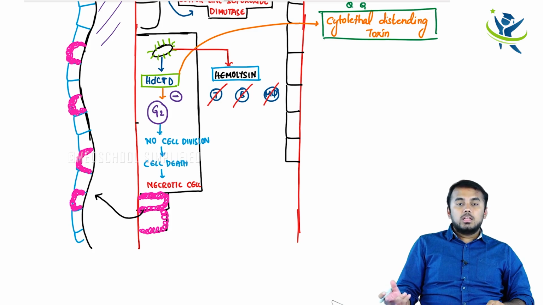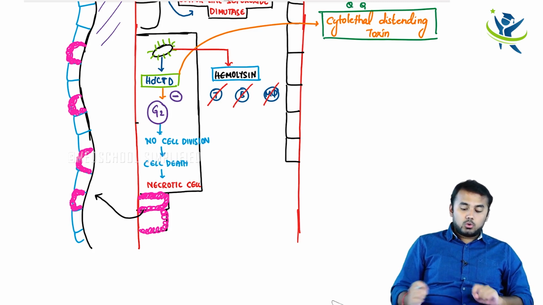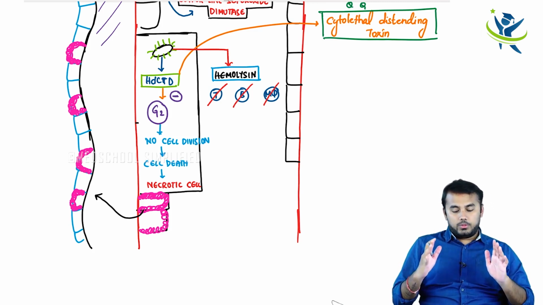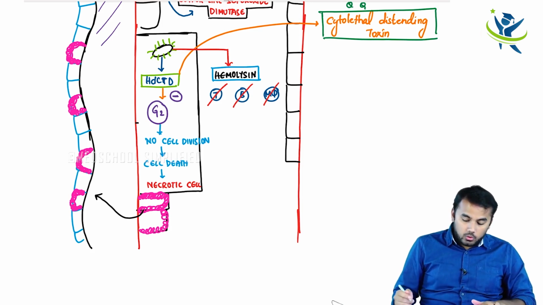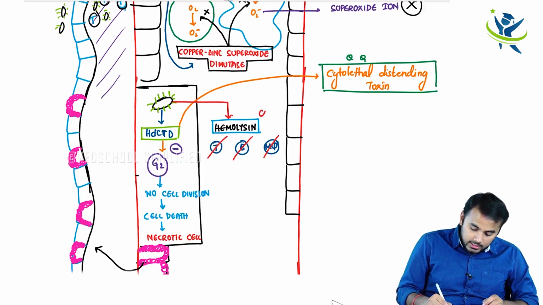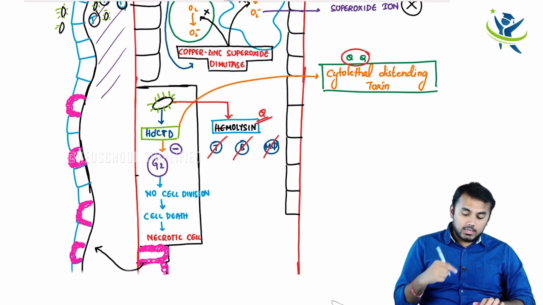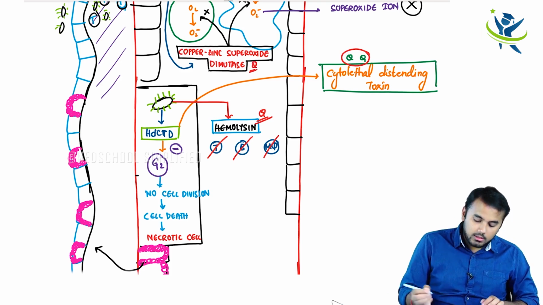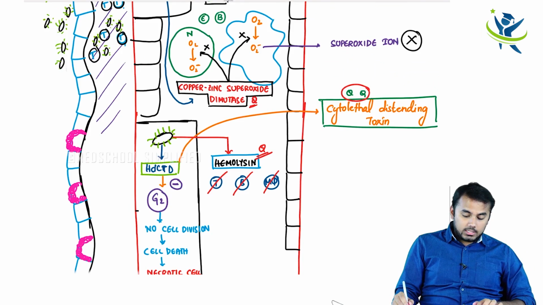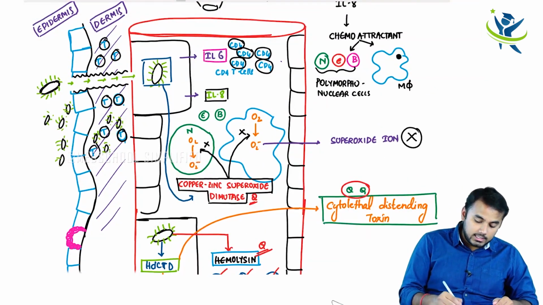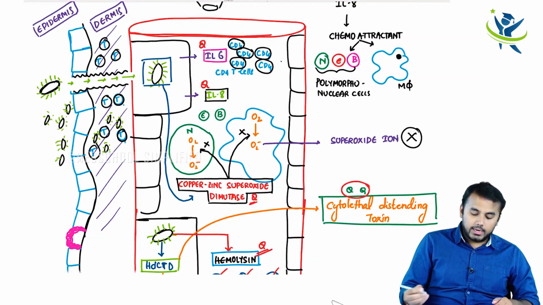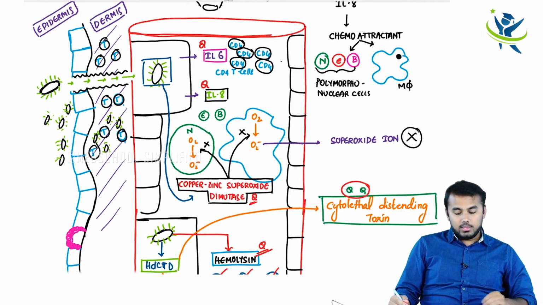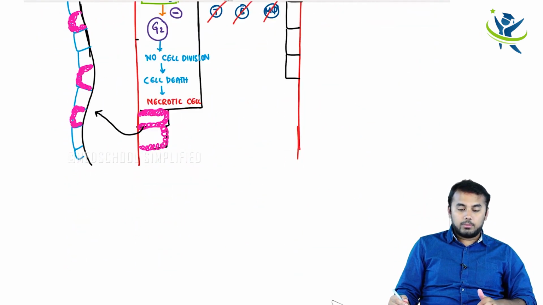Your immune cells are lost. When your immune cells are lost, can you fight the organism now? You cannot fight the organism, right? So overall, guys, two things you have to know: what toxins are being released, hemolysin and cytolethal distending toxin. What is the enzyme that is released? Copper zinc superoxide dismutase. Next important thing, what cytokines is it releasing? Interleukin 6, interleukin 8 and their functions. So these things are very important to remember.